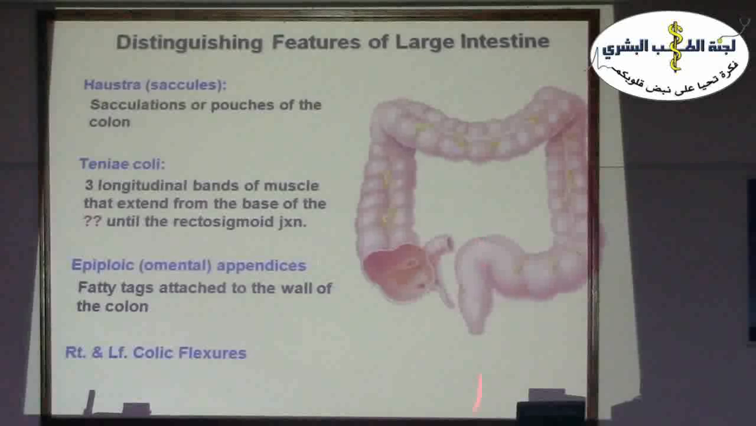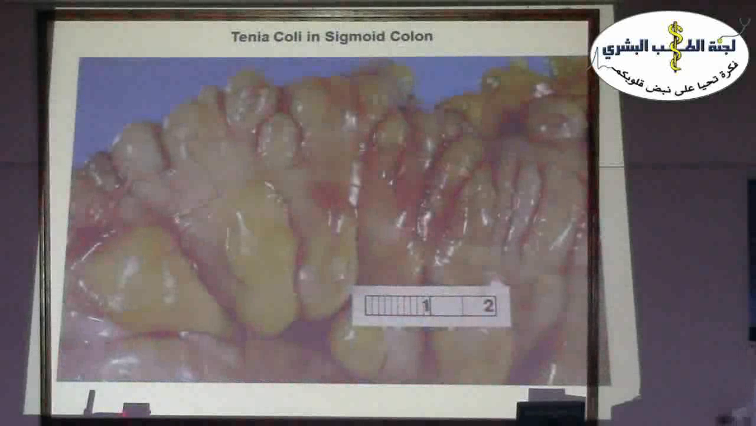Until the rectum. So also the rectum, in the rectum there is no tinea coli. The tinea coli here at the base of the sigmoid colon, at the start of the rectum, the fibers will start to expand again around the rectum. Okay? So they don't form the tinea coli. If you look carefully here, these are the sacules, and these yellow structures are fatty deposits on the large intestine.